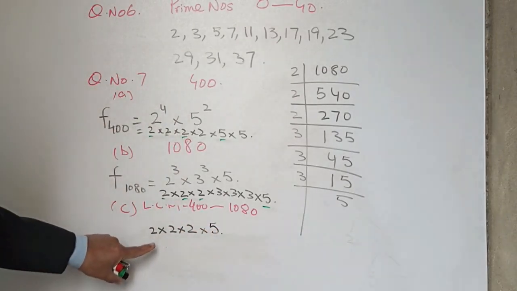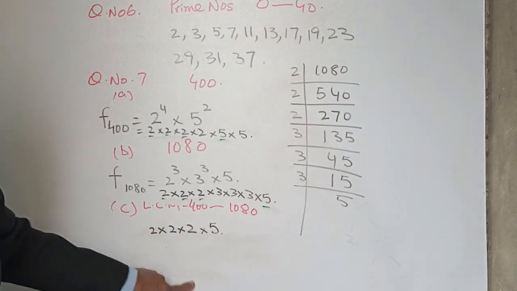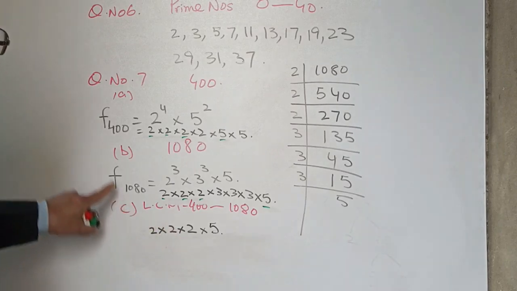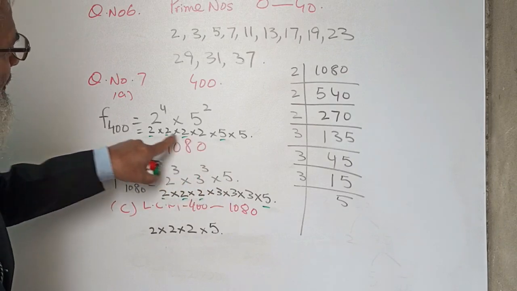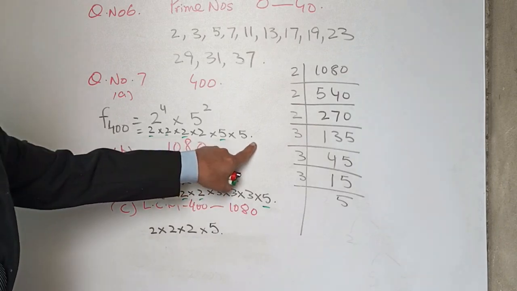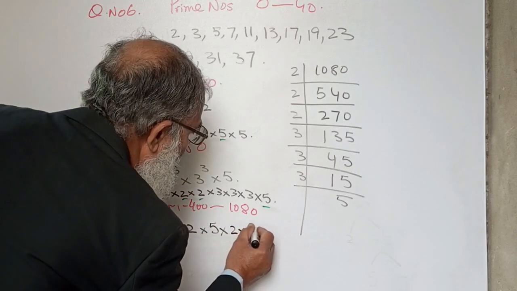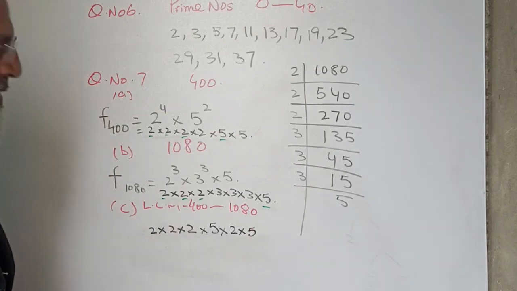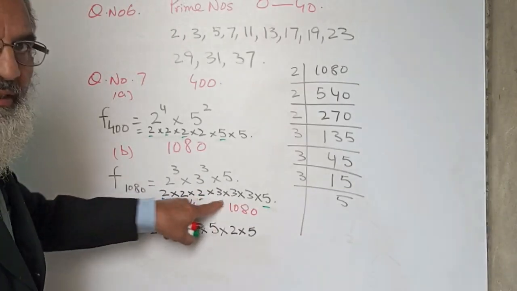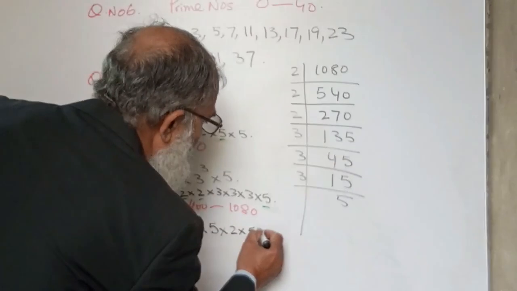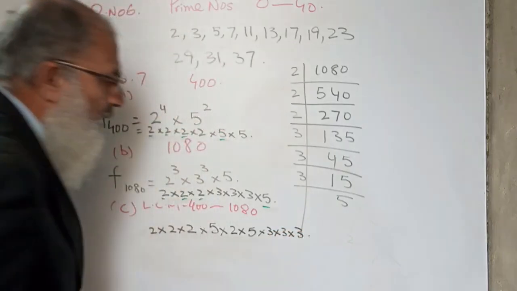Now my students, you see that these are the factors which are common. Now I have to write which are the leftover factors. Now here we are left with one 2 and one 5. So write them, one 2 and one 5. Okay. Now here we are left with all the three 3's. So we have to write all the three 3's. Okay.